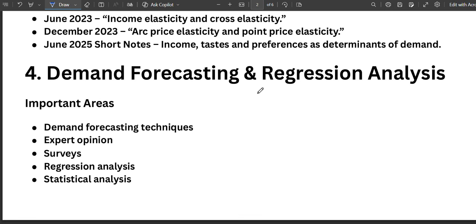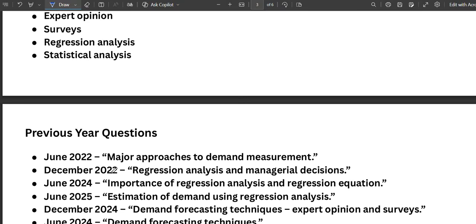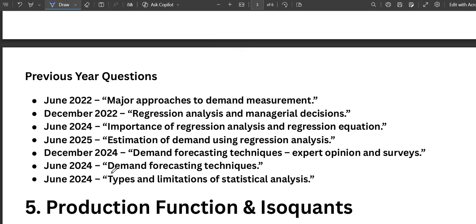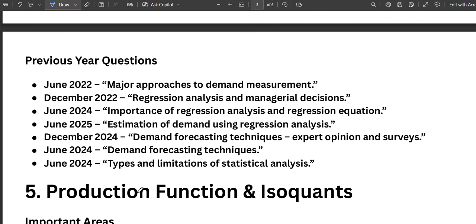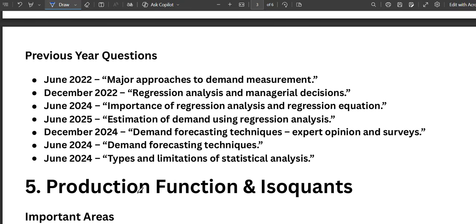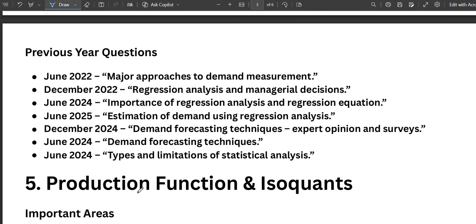If you want a detailed answer analysis video, please do comment so I can put the video. The next one is demand forecasting and regression analysis. Another very important section is demand forecasting and regression analysis. The repeated questions include regression analysis, demand forecasting techniques, expert opinion, and surveys. Regression analysis is extremely important because it appeared multiple times from 2022 to 2025. You should study the meaning, the process of regression analysis, its advantages, and its managerial applications.